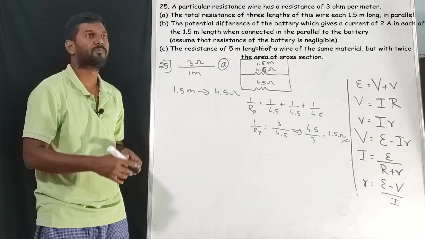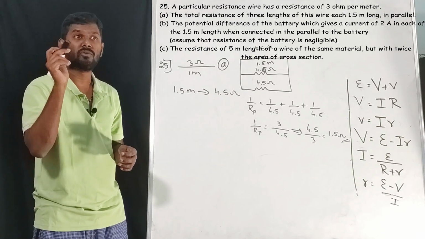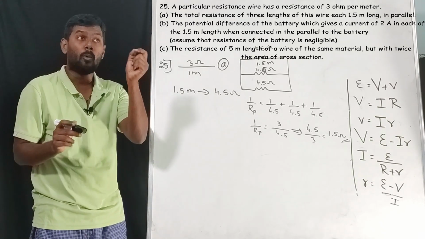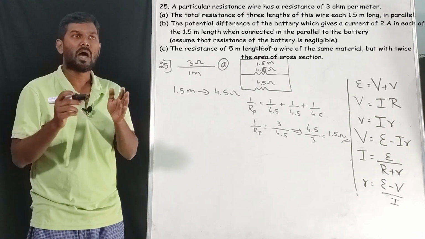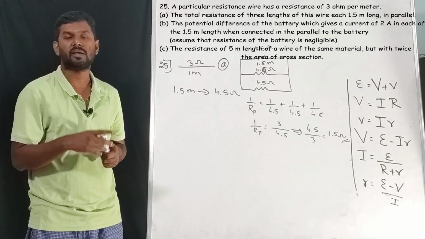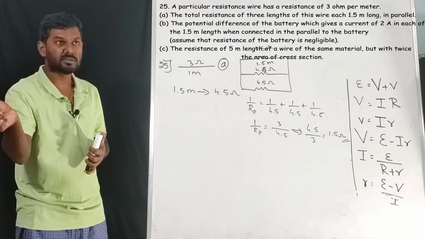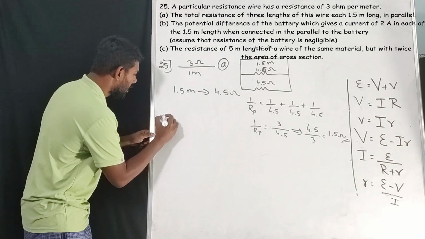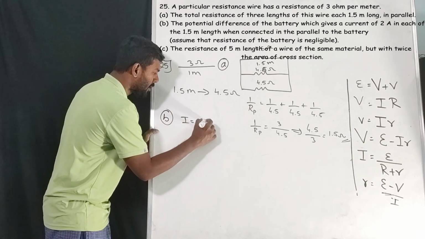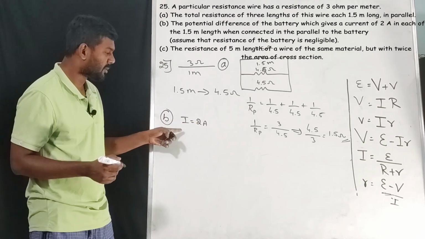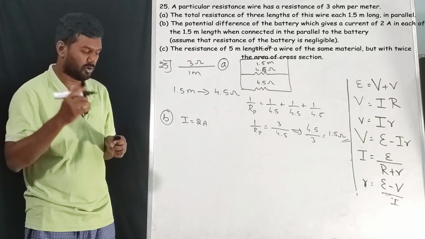Now the second sub question: the potential difference of the battery which gives a current of 2 amperes in each of 1.5 meter length when connected in parallel to the battery, assuming that the resistance of the battery is negligible. The resistance of the battery is nothing but internal resistance, which is negligible. See, when we go to sub question B, the current is given as 2 amperes. Now in this sub question we have to find potential difference. Potential difference is nothing but voltage.